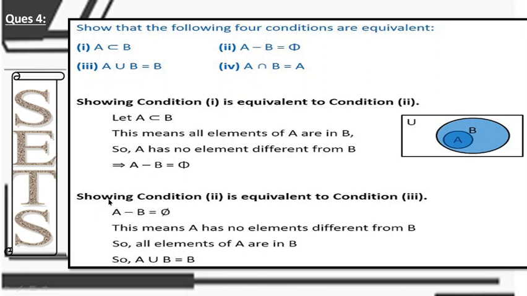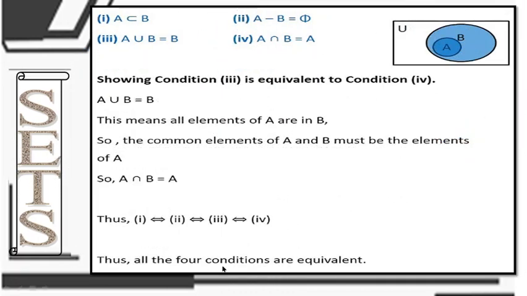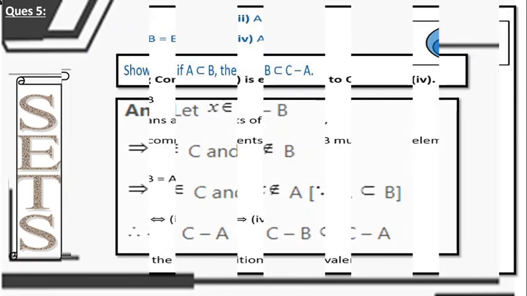So now showing condition 2 is equivalent to condition 3. If A minus B is phi, it means A has no element different from B. So all the elements of A are already present in B. So if we take their union, definitely it is going to be set B. And if we take their intersection, it will be set A. These are our conditions, third and fourth. So this way we can prove that all four conditions are equivalent.